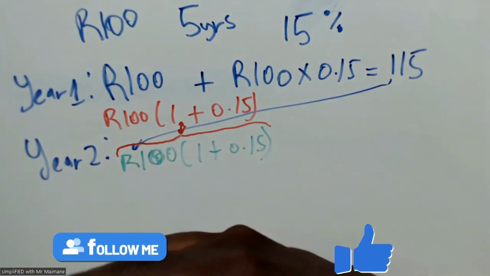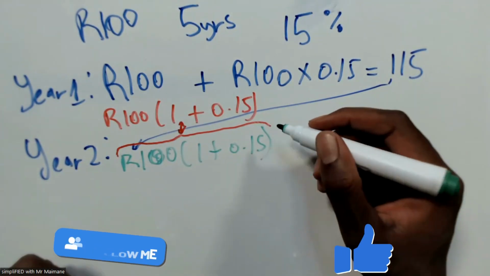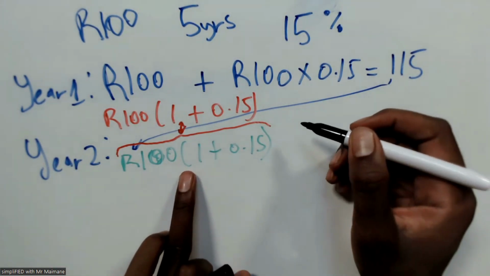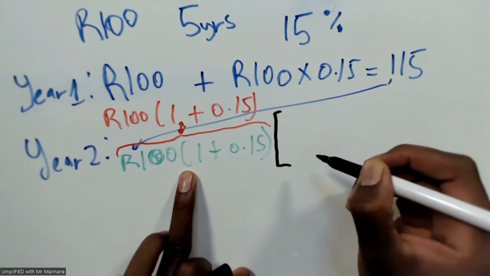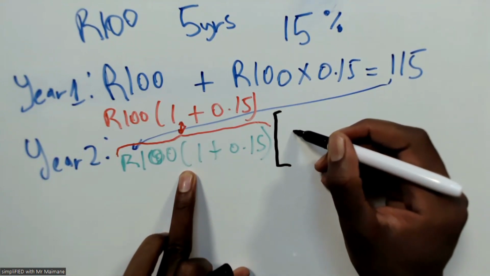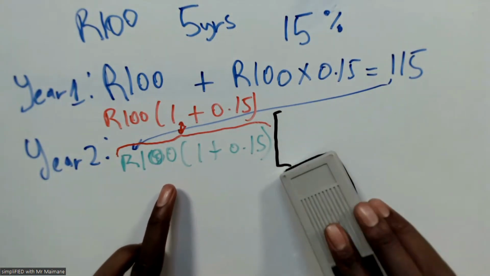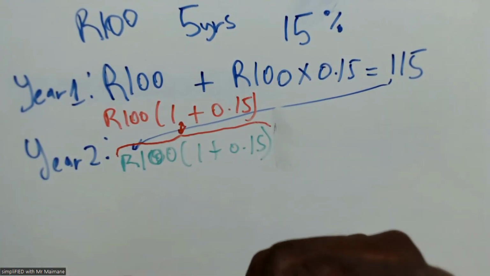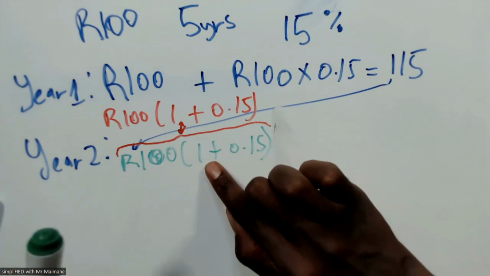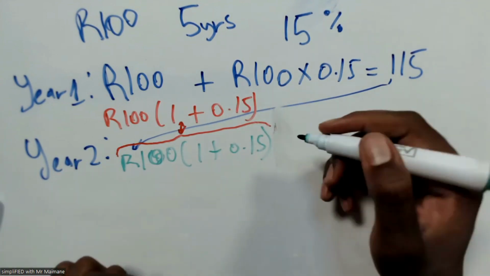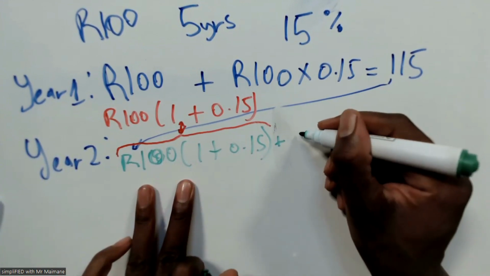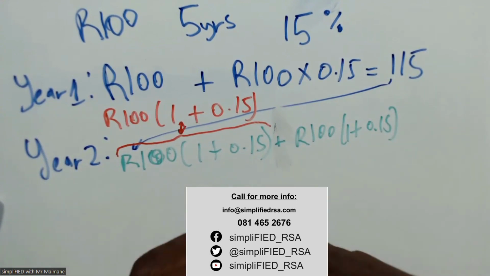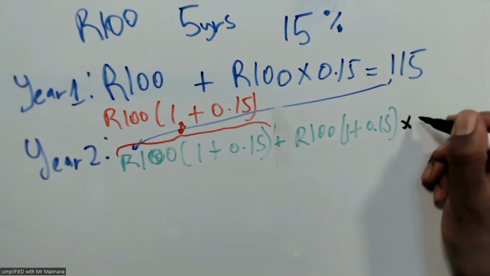This is my 115. And then if I put it down now, I will have this as my down payment. And then it has to be this, my down payment, plus 15% of my down payment as it is here, plus 15% of this. To get 15% of this, I just multiply it by 15%.